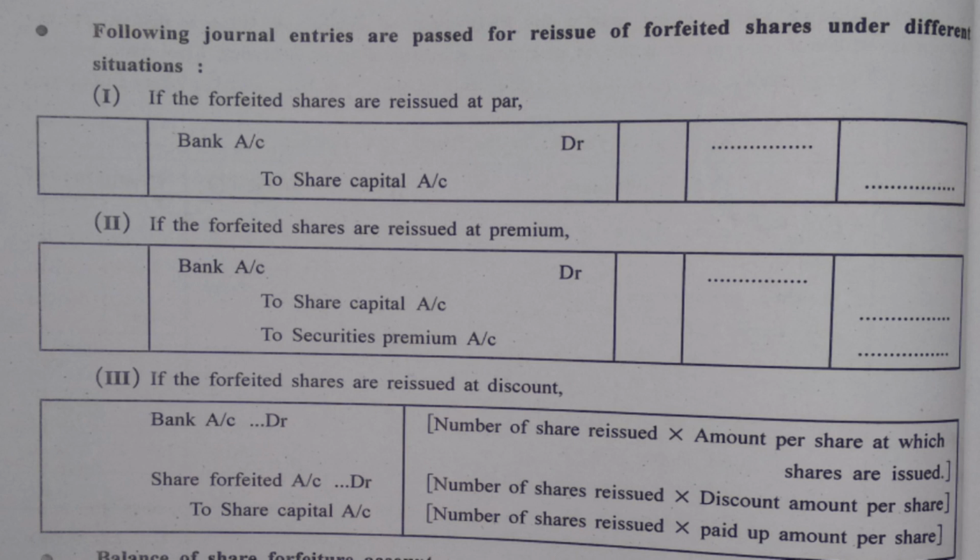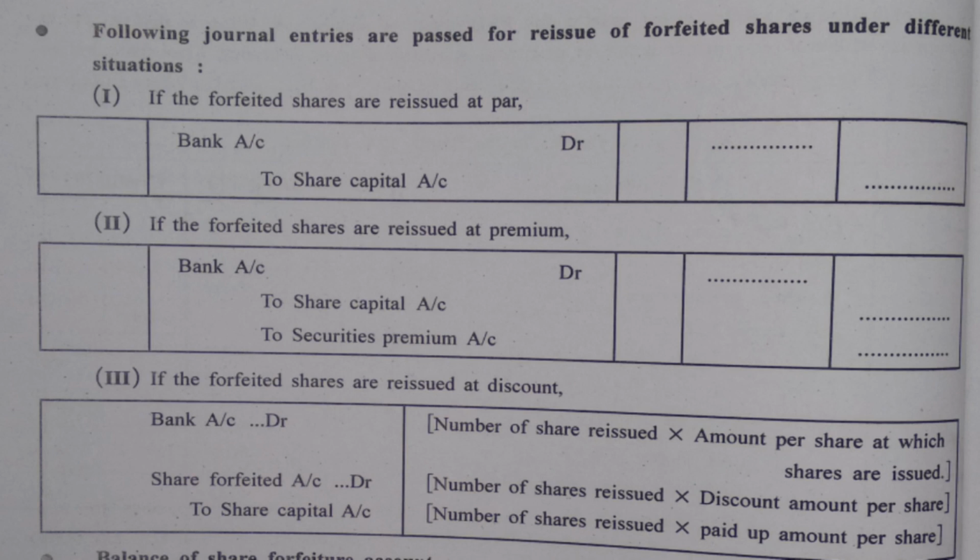Firstly at par, then premium, then discount. But make sure at least you are aware of the topic of forfeiture before you proceed with understanding of reissue of shares, which is extremely important. Alright, so these journal entries you will write down once in your fair book for sure, and you will also learn it. You will understand it and you will learn it.